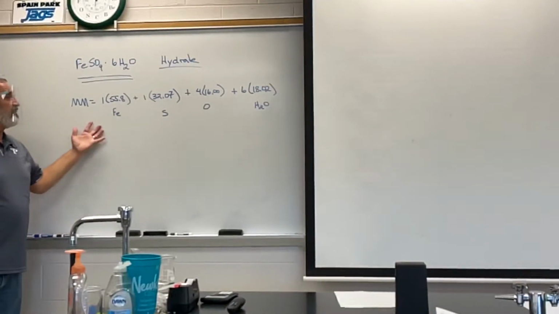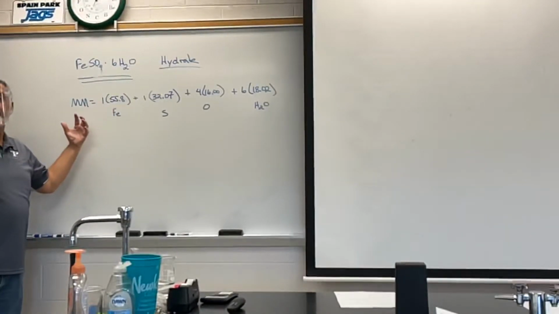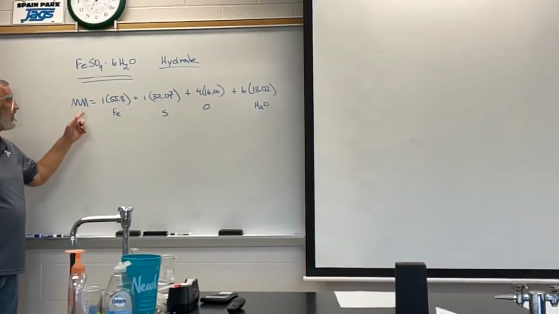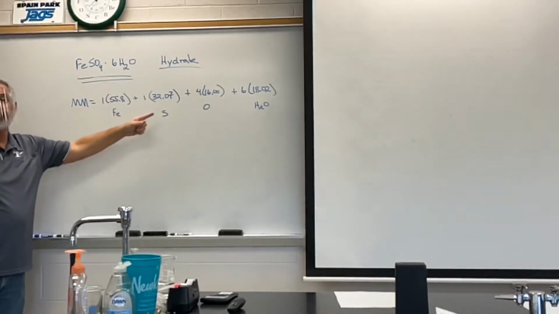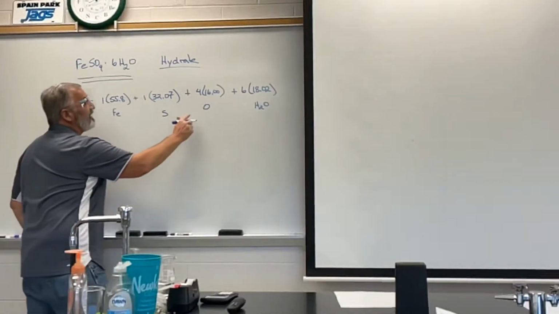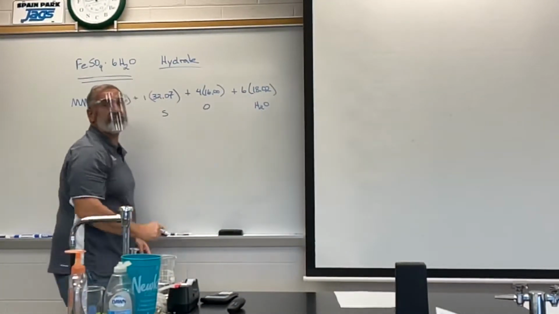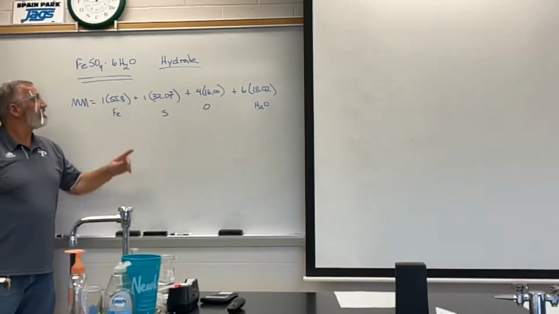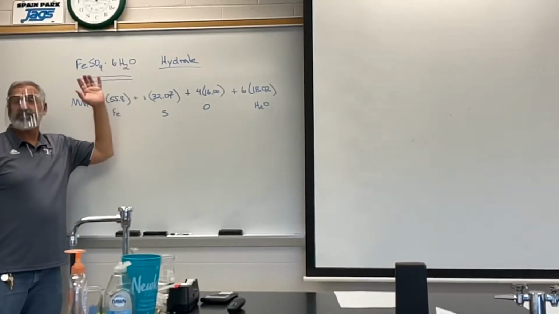Now, you just go through and add all that up and you get your molar mass, and then you can do your percent iron, you can do your percent sulfur, you can do your percent of whatever. It's just that when you do the molar mass of a hydrate, you add in however many waters there are. And it's always going to be a dot, so many waters.